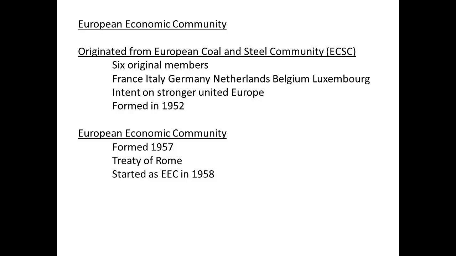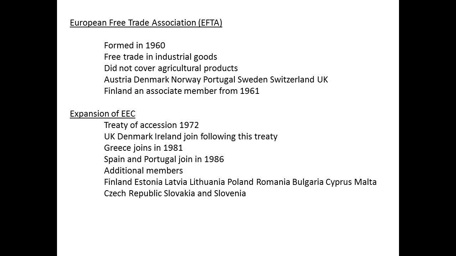The 6 countries went a step further in 1957 with the Treaty of Rome, forming the European Economic Community. Realizing that free trade within Europe was becoming more important, the United Kingdom then participated in the formation of a European Free Trade Association, EFTA, whose arrangements were limited to industrial goods and did not cover agricultural produce.